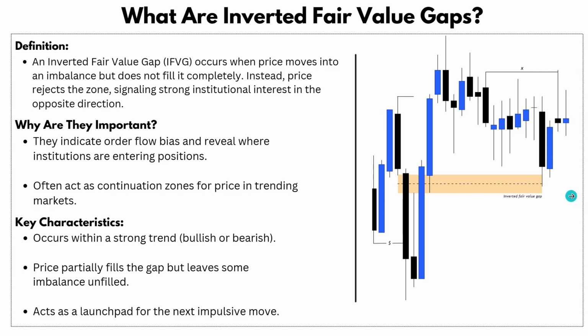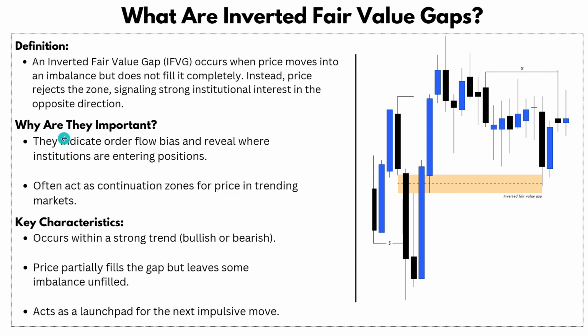Another type of fair value gap that we have is called the inverted fair value gap. Our inverted fair value gap is a powerful fair value gap. So what exactly is an inverted fair value gap? An inverted fair value gap occurs when price moves into an imbalance but does not fill it completely. Instead, price rejects the zone, signaling strong institutional interest in the opposing direction.